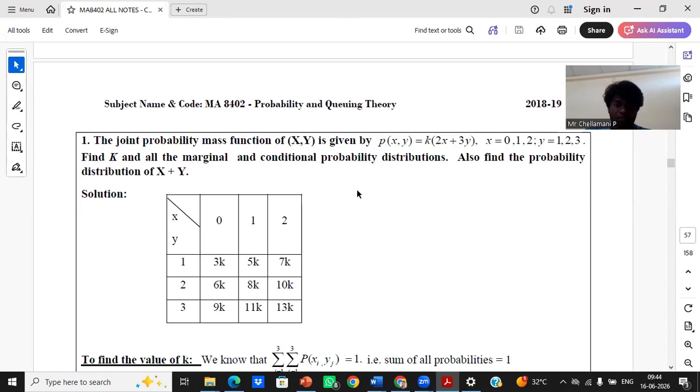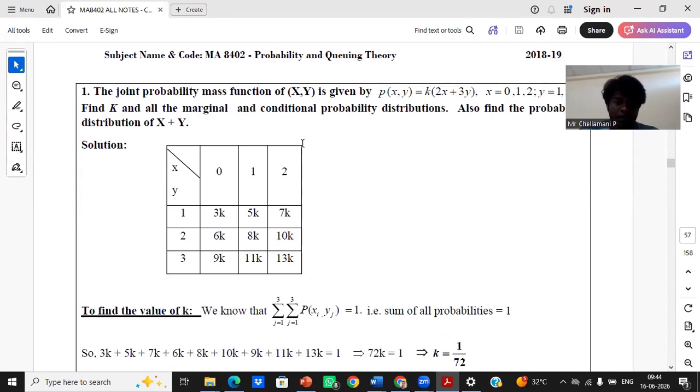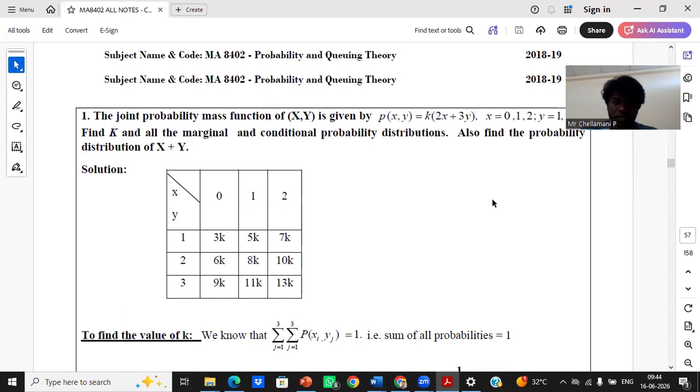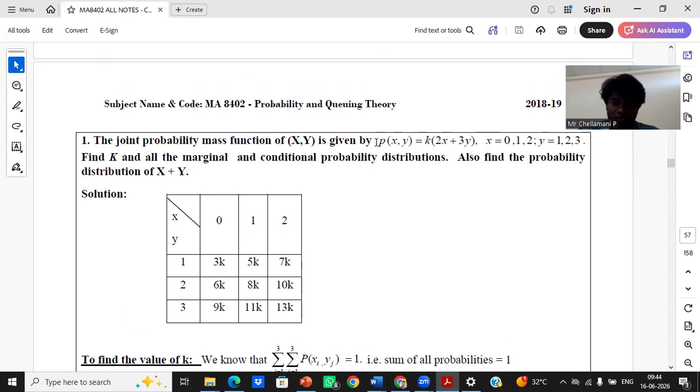So we must frame a table with x values 0, 1, 2 and y values 1, 2, 3. We substitute the x and y values in the function p of x comma y equal to k of 2x plus 3y. Suppose we take x equal to 0 and y equal to 1: 2x is obviously 0 and 3y is 3, and k is a constant, so it is 3k.